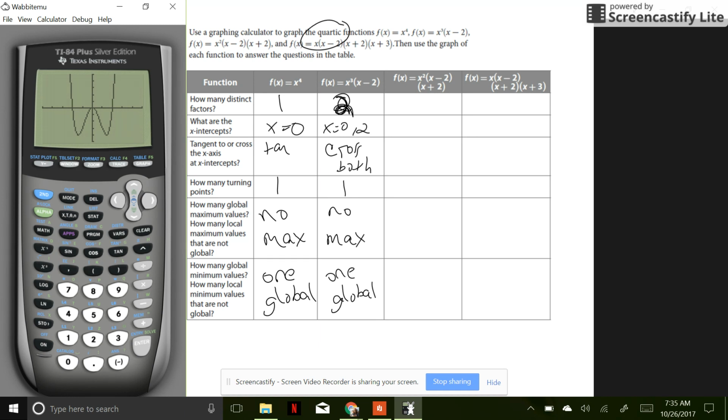So we want to see our tangent. Are we tangent or crossing the x-axis? Looks like we're crossing the x-axis twice and being tangent to it, just touching it once. And how many turning points? So we start out decreasing, change to increasing, so that's 1; increasing, change to decreasing, 2; decreasing, change to increasing, 3. 3 turning points.